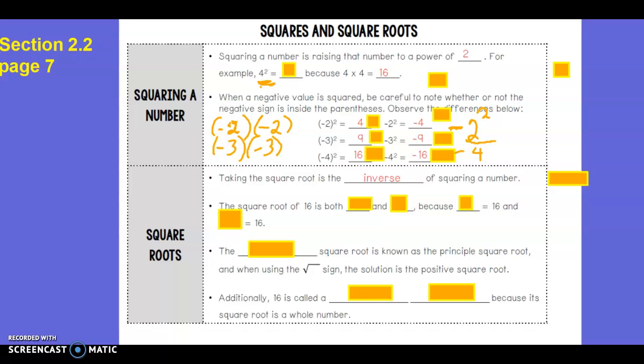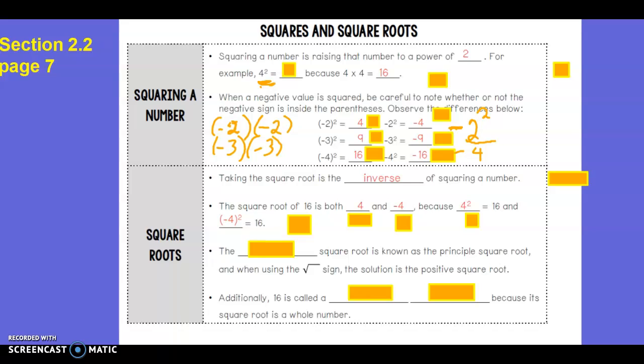When you take the square root of a number, technically it could be 2 different answers. The square root of 16 could be both 4 or negative 4, because 4 squared is 16, but also negative 4, where the negative sign is in the parentheses, squared is 16. Because 4 times 4 is 16, and negative 4 times negative 4 is also 16. So technically, when you take the square root of a number, you actually have 2 different answers.